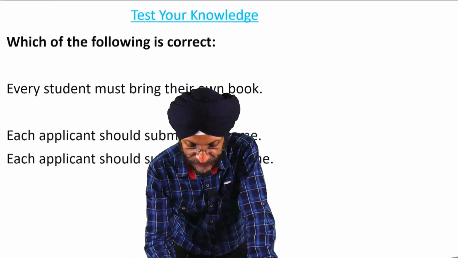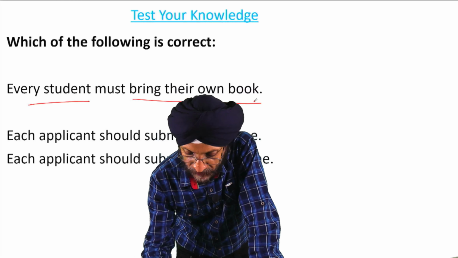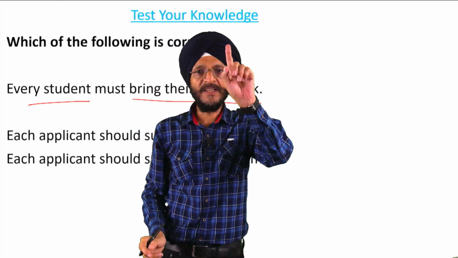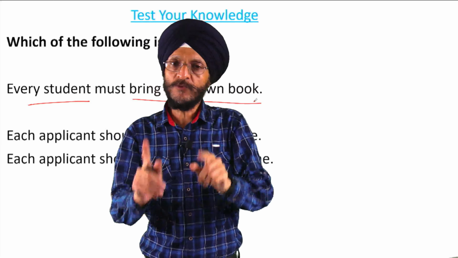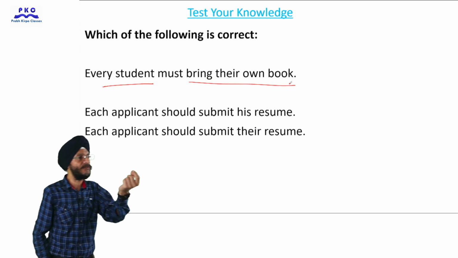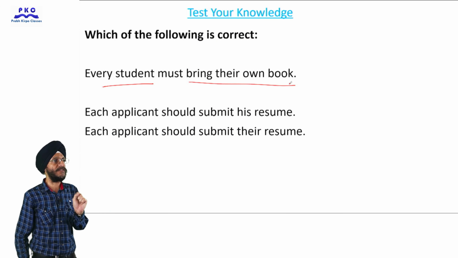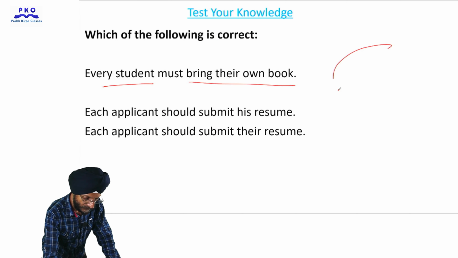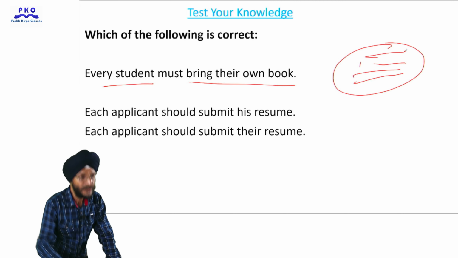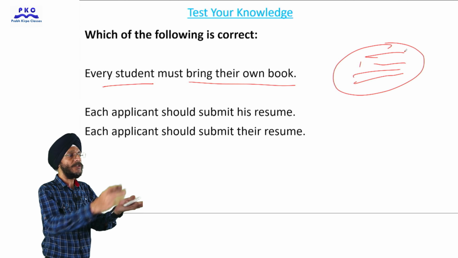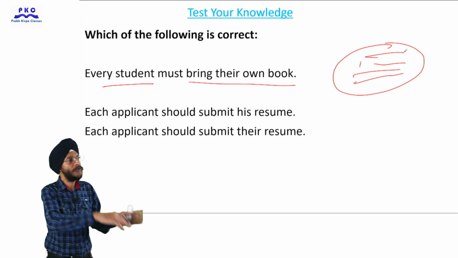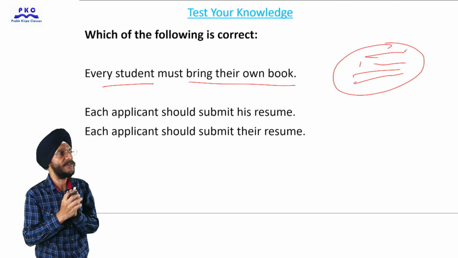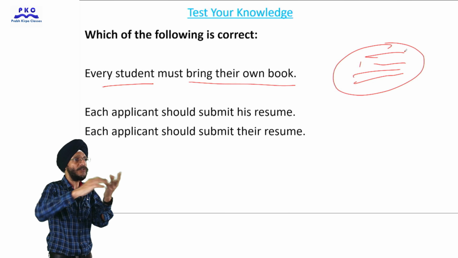Next is, which of the following is correct? Every student must bring their own book. Every student, here it is a singular person. That is, we are talking about each person individually. But here we do not know. In a class, there may be many students. It may be possible that all are boys, or all are girls, or some are boys and some are girls. We do not know. The position is not clear.